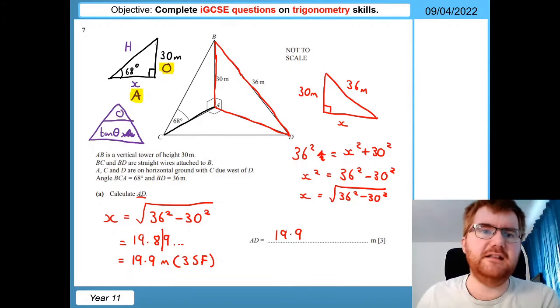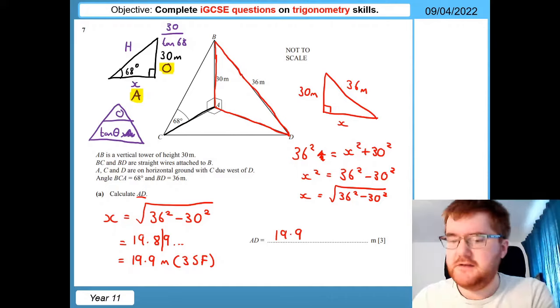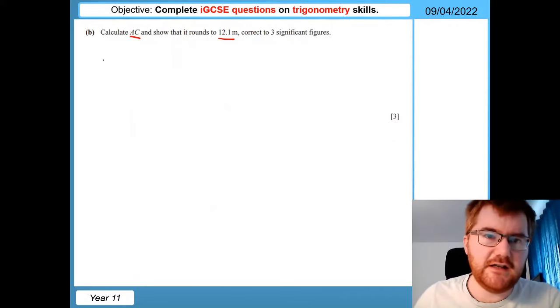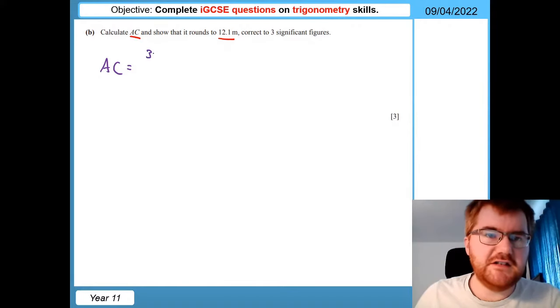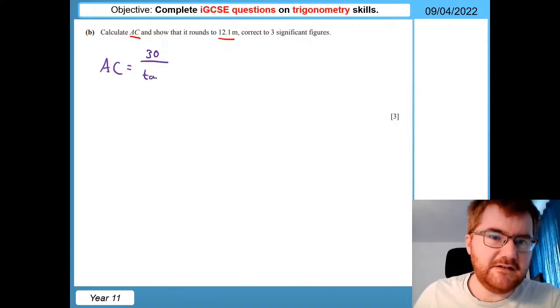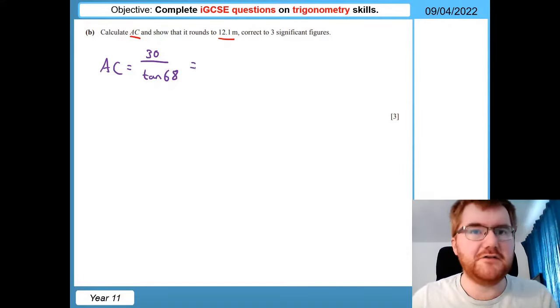Okay, so what does that mean in this question? Well, we're going to do 30, that's our opposite, divided by tan of the angle, that's 68. So in order to show our calculation here, AC is going to equal what we just wrote, 30 divided by tan 68. And let's go over to my calculator and work that out.